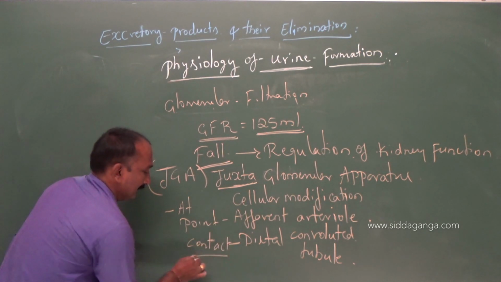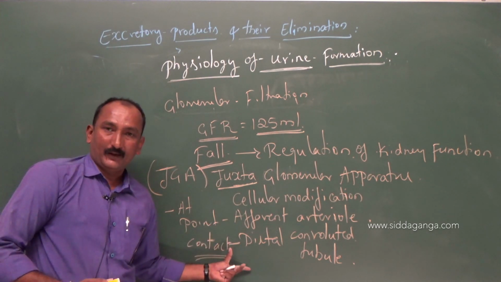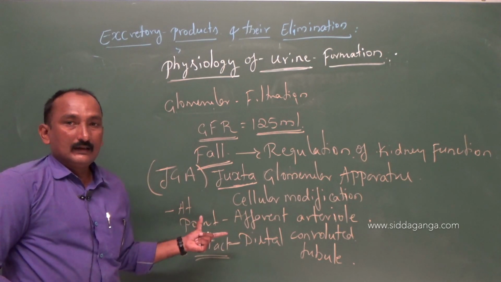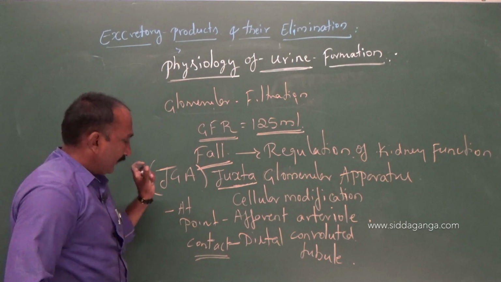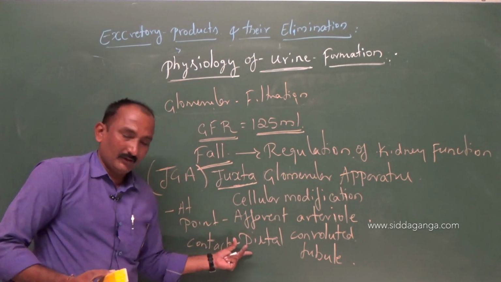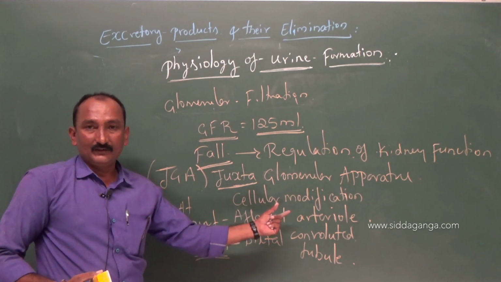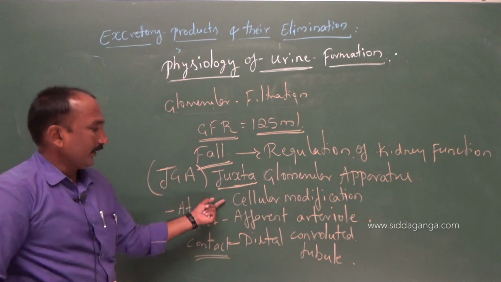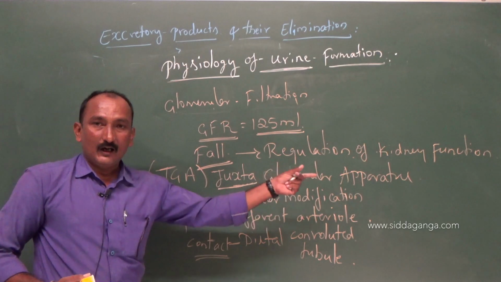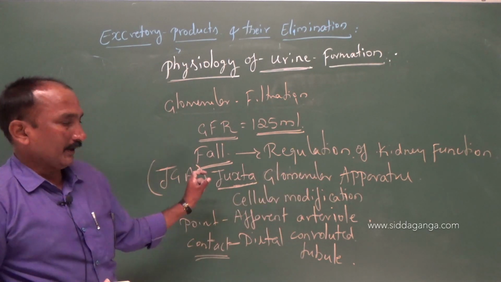Whenever these two regions, the afferent arteriole and the distal convoluted tubule, are in contact, at such a point of contact the afferent arteriole and the distal convoluted tubule have a cellular modification. Such modification is known as juxtaglomerular apparatus. Of course, what is juxtaglomerular apparatus?